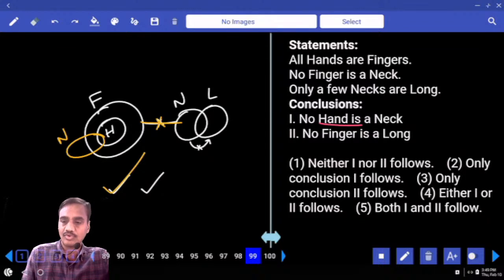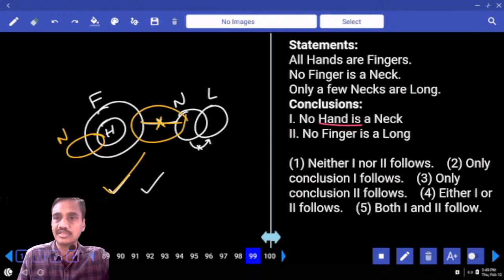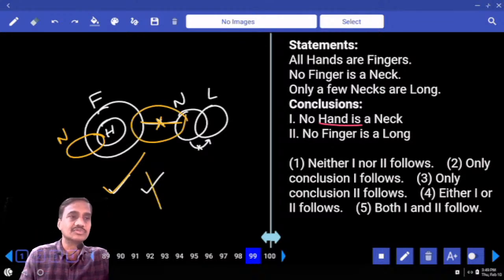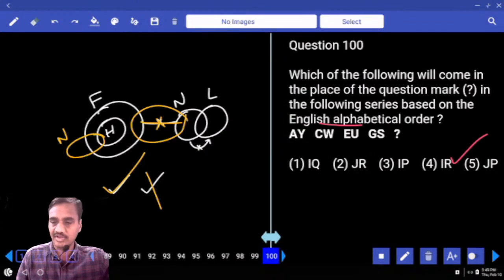Then second one, no finger is long. To make this false, some fingers are long. We can draw it like this, finger and long. Yes. Alternate diagram true, previous conclusion false. And so what is your answer? Only one. Only one is true, that is choice 2, question number 99 choice 2.